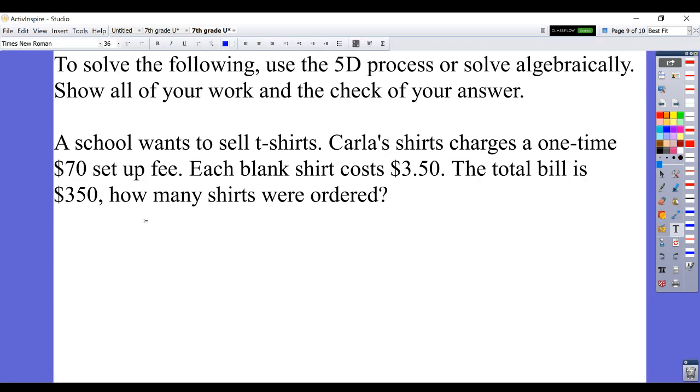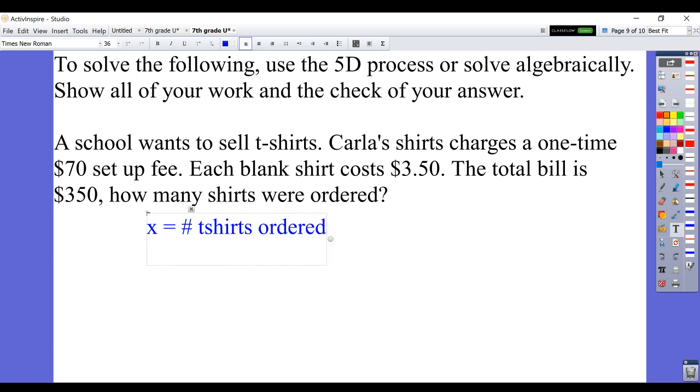A school wants to sell t-shirts. Carla's shirts charge a one-time $70 setup fee. Each blank shirt costs $3.50. The total bill is $350. How many shirts were ordered? So again, you could do your describe, draw. I'm going to do it algebraically, so I'm going to start with my define, where x is the number of t-shirts that were ordered.